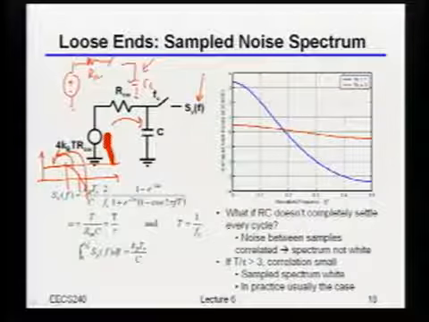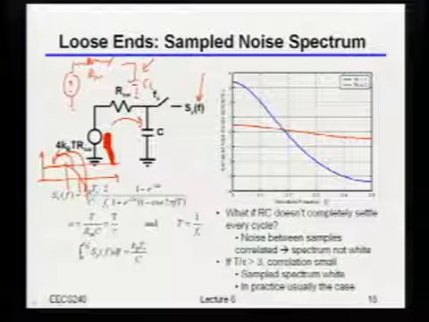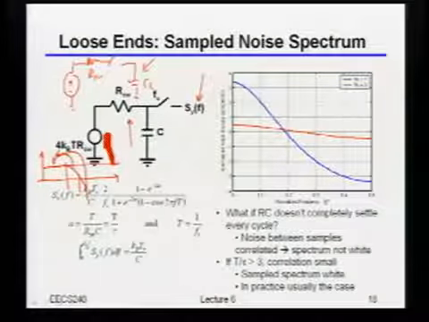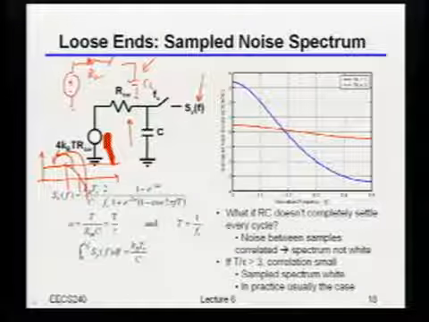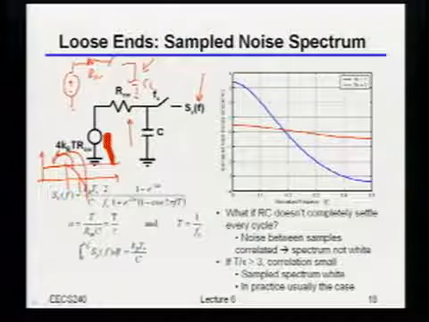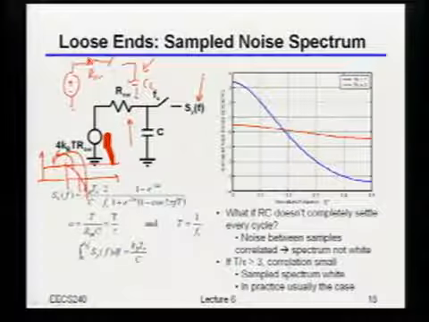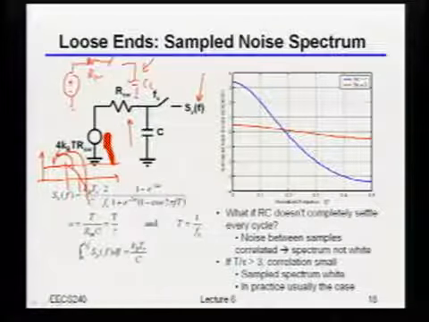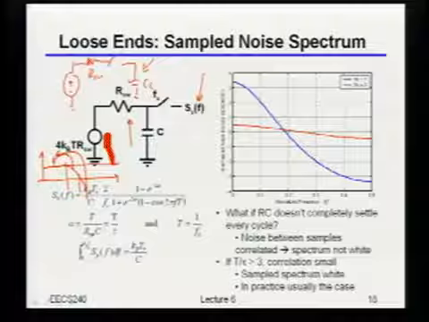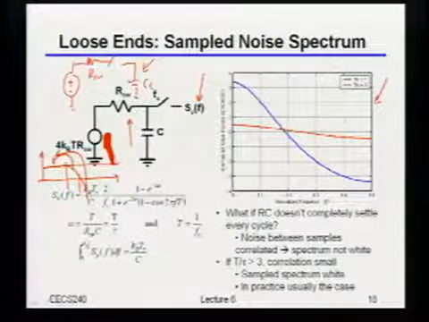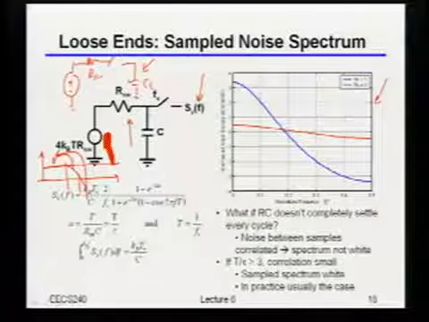So let's do two limits. Let's say that the bandwidth of this circuit over here is really, really wide. And in particular, the RC time constant there is really, really fast in comparison to my sample rate. Okay? So in that case, what do you think the sampled noise spectrum, which by the way is what I'm plotting over here, should look like and why?